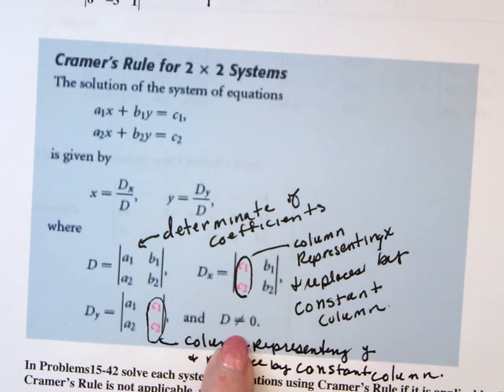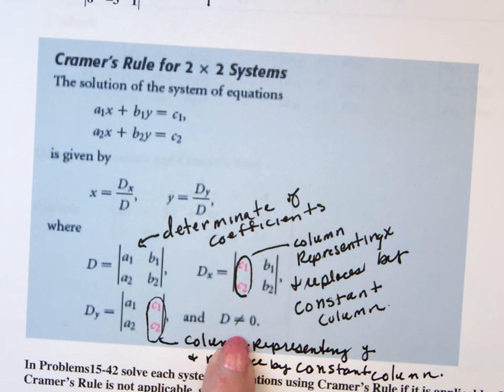D can't be 0. Otherwise, if D was 0, you'd be dividing by 0. And that tells you that, by the way, if the determinant of coefficients is 0, it's either a dependent system or it has no solution. It's one of the two. This only works when you have unique solutions. It does not work for dependent systems, does not work for systems where you have an infinite number of solutions. You have no choice but to use row reduction, the elimination method, for those two.